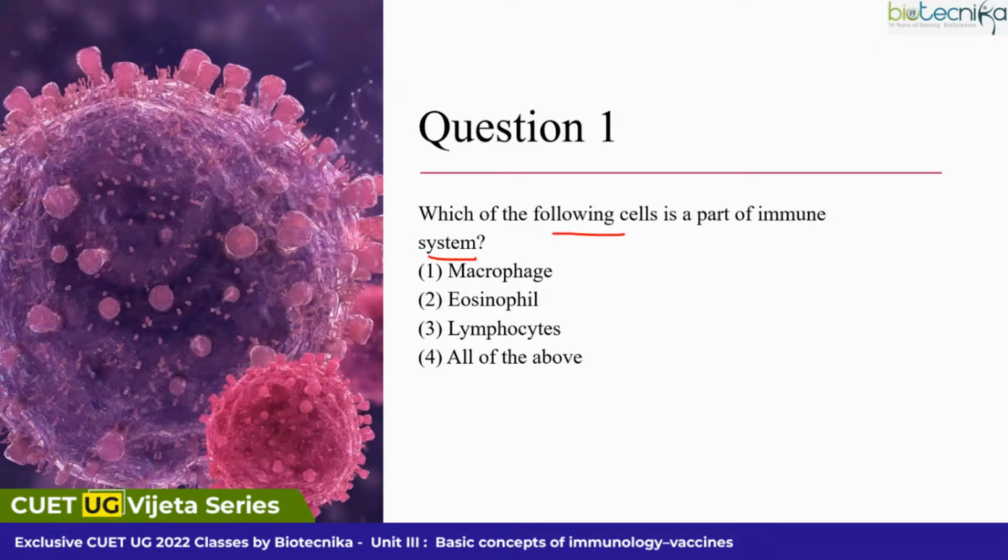Right. As we saw, all these cells are involved. Macrophages can perform phagocytosis. Eosinophils are released when there is an allergic condition; when you're suffering with allergy, you'll see the eosinophil levels go high. Lymphocytes, the B cells and T cells, so the adaptive immunity, get activated if there is any kind of infection. So the answer is all of the above.